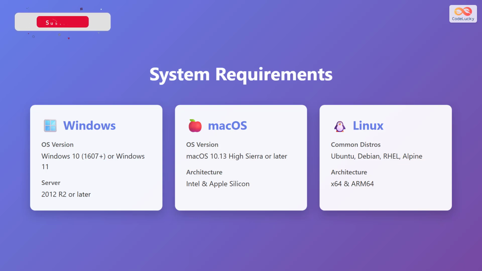Before installing PowerShell, let's review the system requirements for each operating system. For Windows, you'll need Windows 10 version 1607 or later, or Windows 11. If you're using Windows Server, you'll need Server 2012 R2 or later. For macOS users, PowerShell supports macOS 10.13 High Sierra or later, and works on both Intel and Apple Silicon architectures. Linux users can install PowerShell on common distributions like Ubuntu, Debian, Red Hat Enterprise Linux, and Alpine, with support for both x64 and ARM64 architectures.